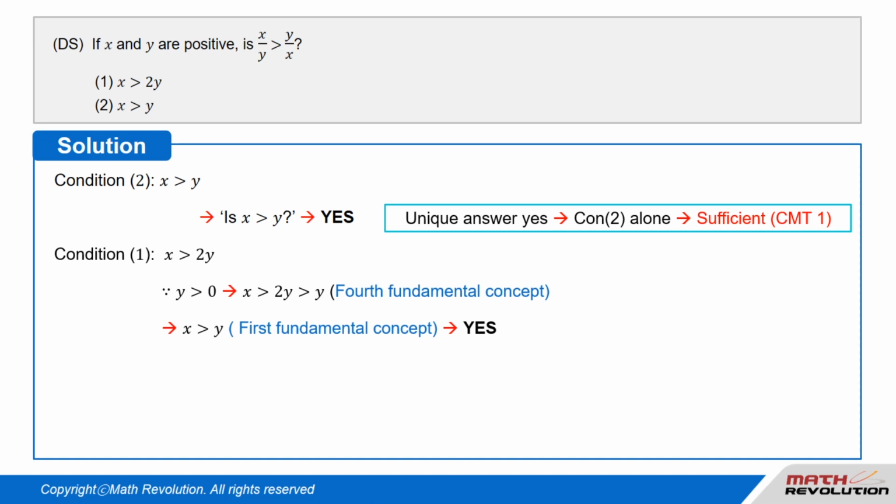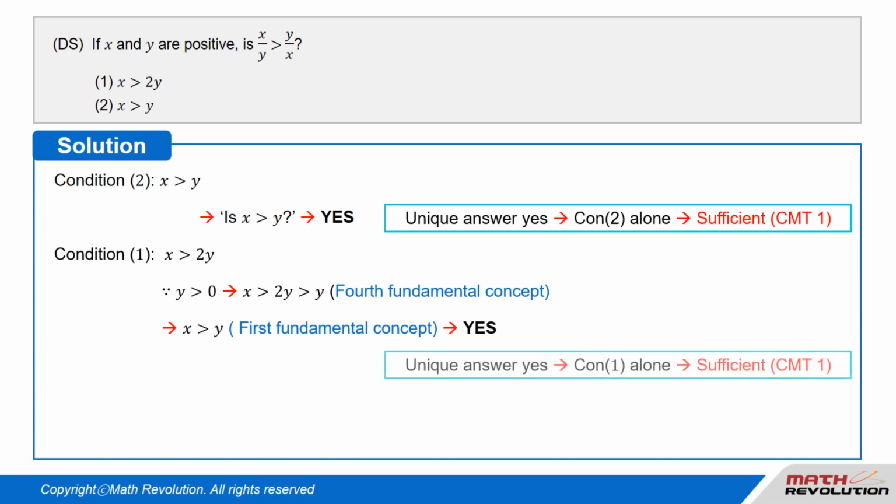Since y is greater than 0, we get x is greater than 2 times y, which is greater than y, by the fourth fundamental concept in inequality, and we get x is greater than y by the first fundamental concept in inequality. The answer is yes, so the condition is sufficient according to CMT1, which states that the answer will be in terms of a unique yes or no.